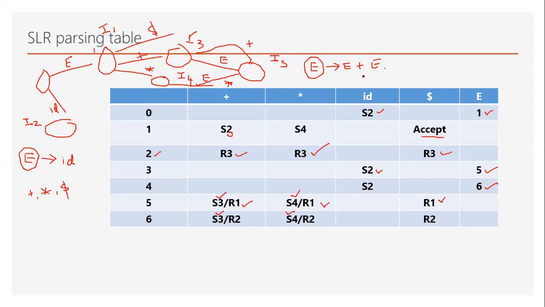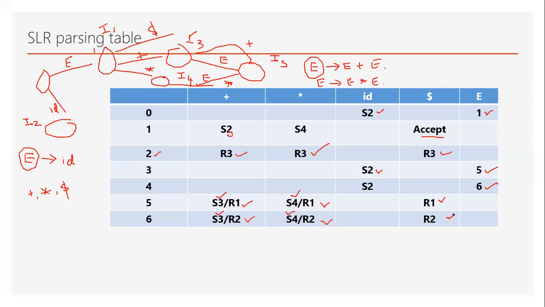Like that, from I6 state, we are having E star E. Is it not? And for that also, dot is at the end, so you have to find the follow of that head. Okay, that is E itself. That is plus star dollar. So rule number 2, that is R2, R2, R2. Okay, if you see, this is what the entire SLR table is.